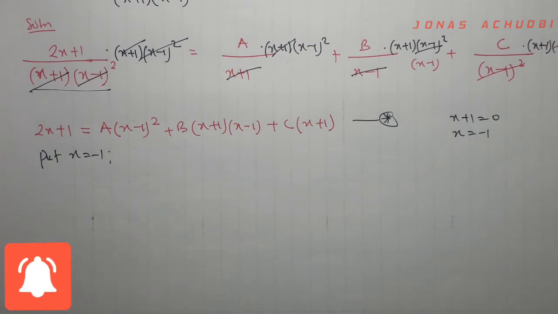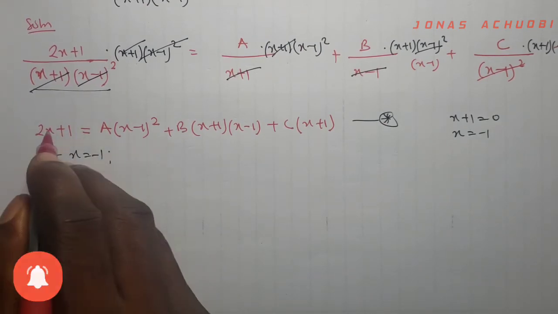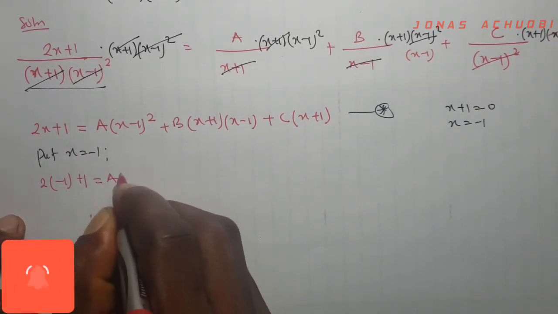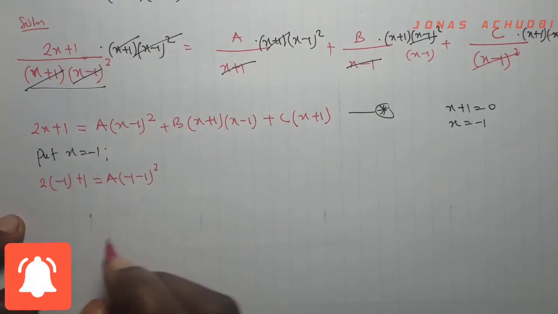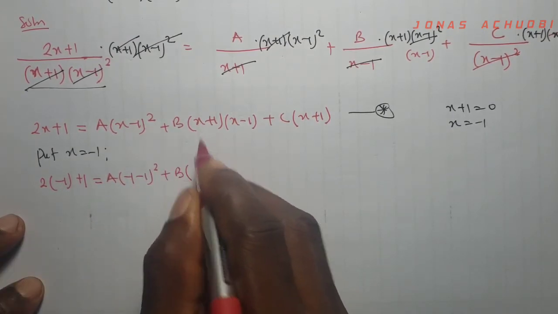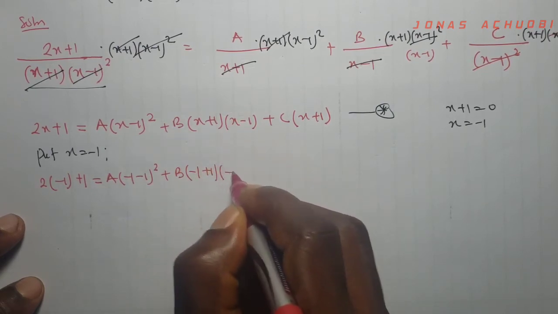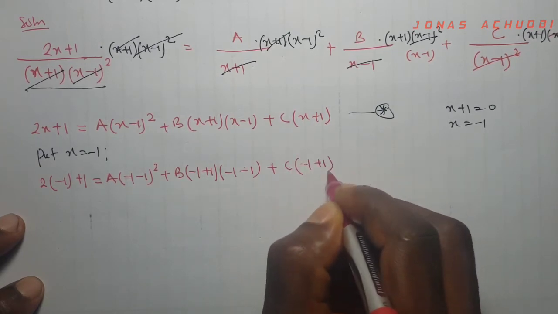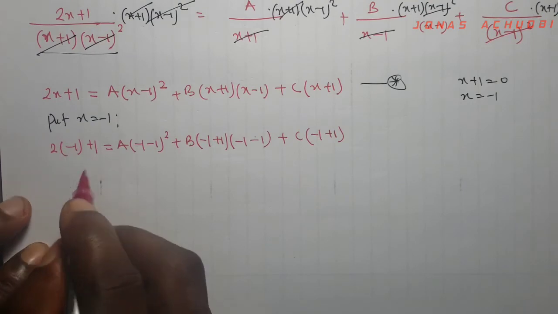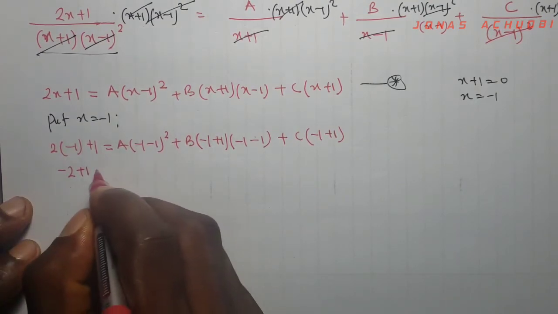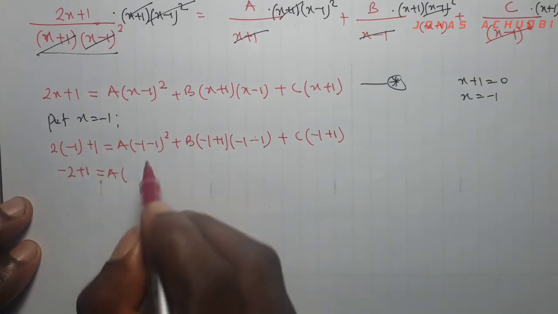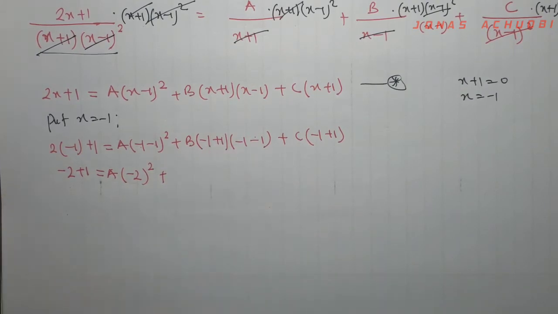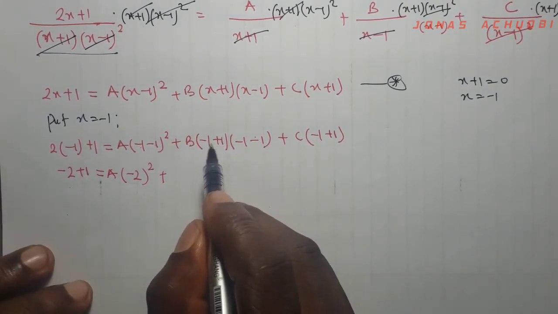Let's see what happens. So the left hand side becomes 2 into x, which is now minus 1, plus 1, equal to a into minus 1 all squared, plus b into x is minus 1 plus 1, x again is minus 1, plus c into x is minus 1 plus 1. So 2 times minus 1 is minus 2, plus 1, equal to a into minus 1 is minus 2 all squared, plus, now minus 1 plus 1 is 0.